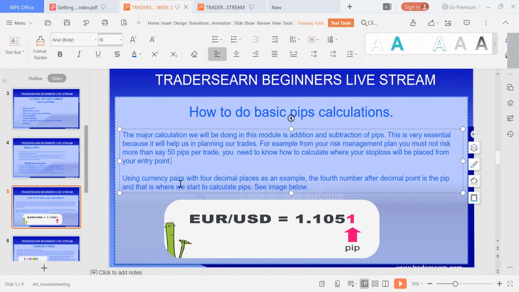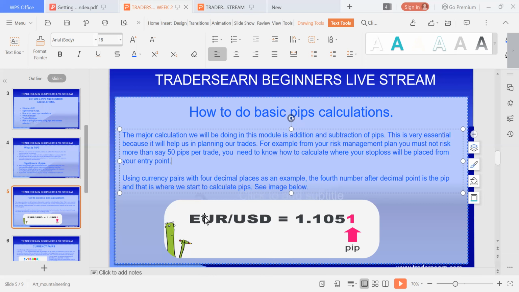Now, using a currency pair with 4 decimal places for a start as an example, the fourth number after the decimal point is the pip, and that is where you start to calculate. When you open your chart, your MetaTrader, you see something like this: Euro/USD equals 1.1051. In our first class, we said Euro/USD, which is a currency pair, is what we are buying and selling in the Forex market.